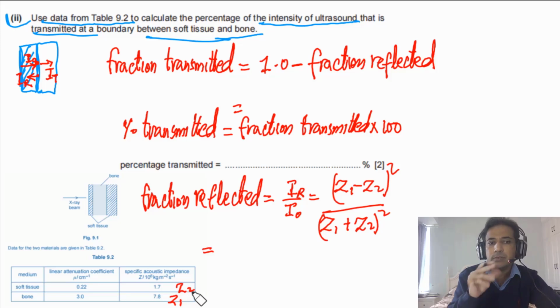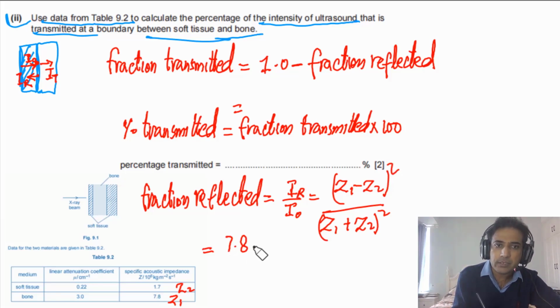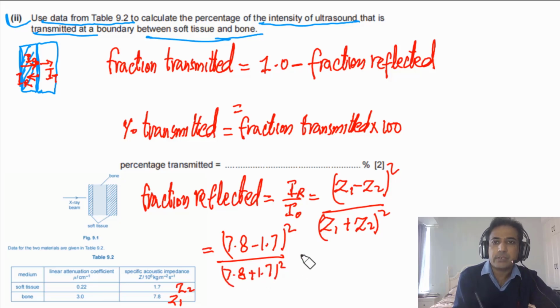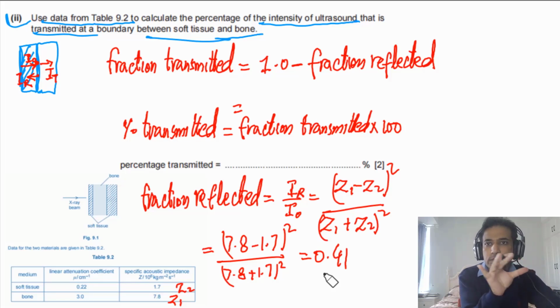It doesn't matter which one you take as Z1 and which as Z2, the result will be the same because we have a square here. So Z1 is equal to (7.8 minus 1.7) squared divided by (7.8 plus 1.7) squared. If we solve this, we get 0.41. So 41% is reflected, which means 59% will be transmitted.